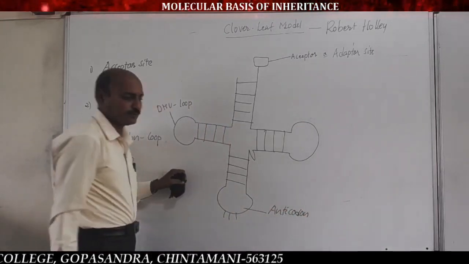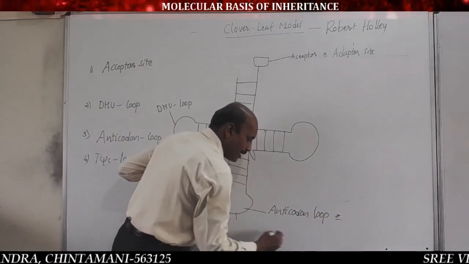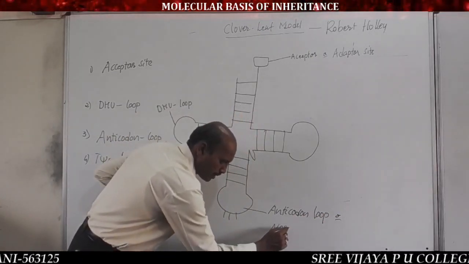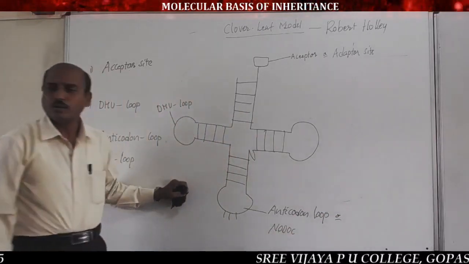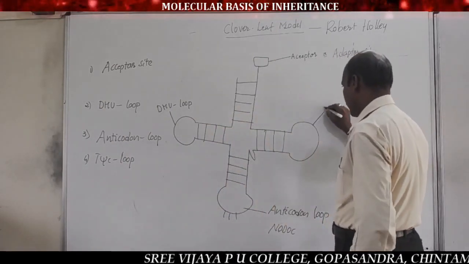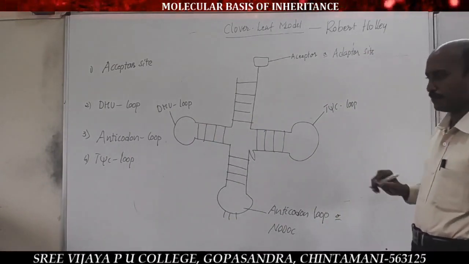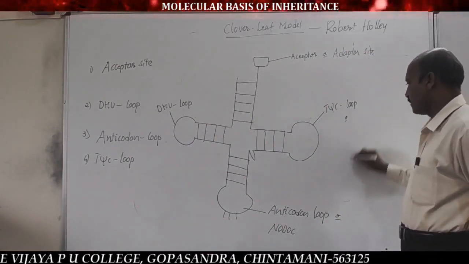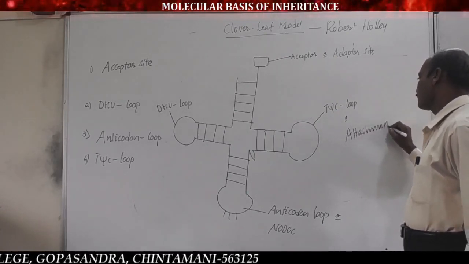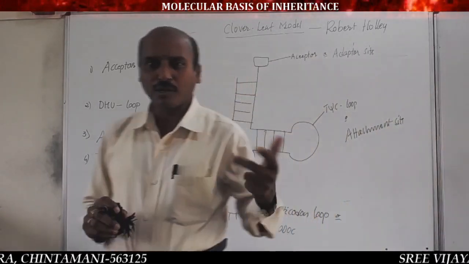Anticodon loop are also called anticodon loop are important for extra information. Nodoc region. And next one is the T-Cyc loop. T-Cyc are also called attachment site. Attachment site are the 4 parts of chlorine model of tRNA.